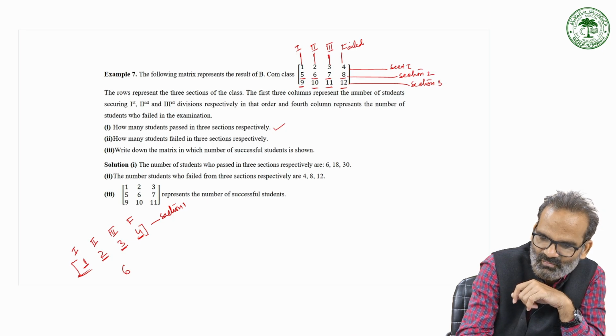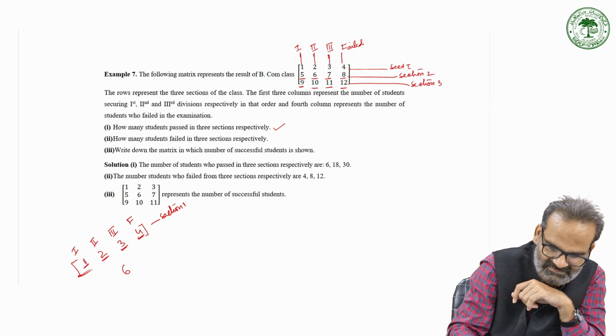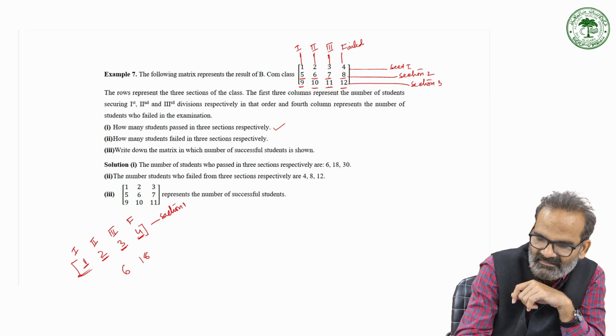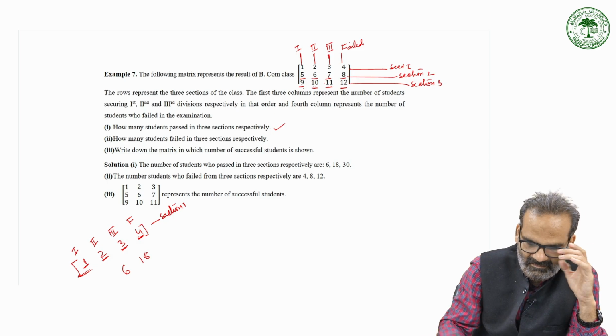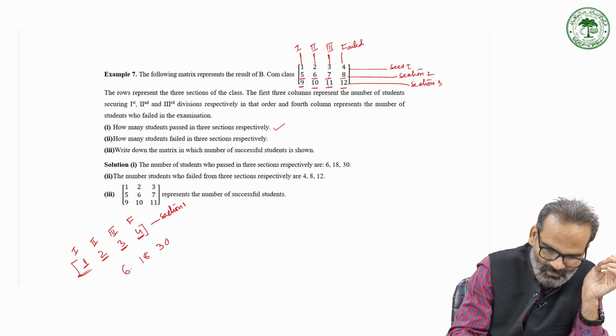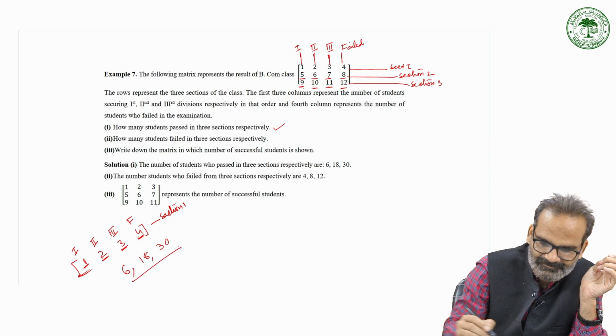Likewise, in section 2, 5 plus 6 plus 7, 7 plus 5 is 12, and 6, that is 18. In section 3, 11, 9, 10, and 11. 11 plus 9 is 20, 20 plus 10, that is 30. So, this is the data.